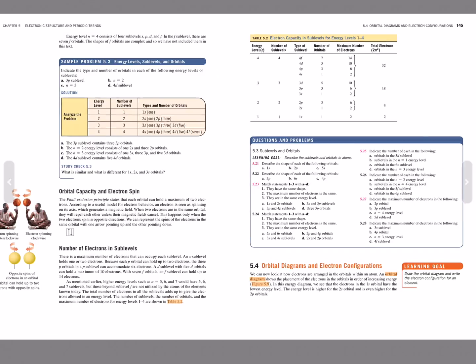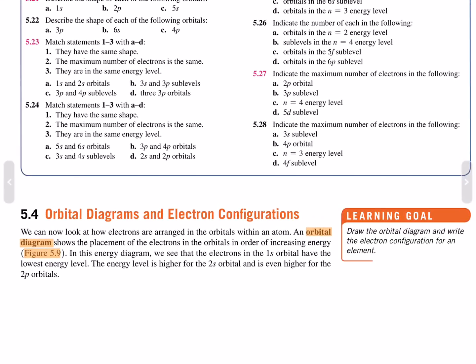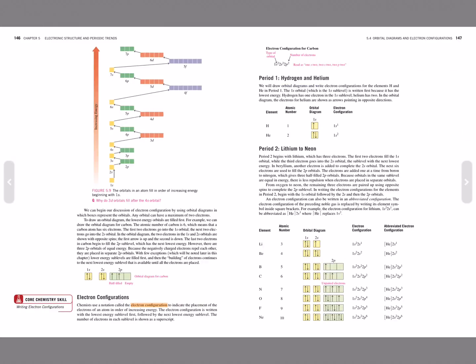Section 5.4 Orbital Diagrams and Electron Configurations. We can now look at how electrons are arranged in the orbitals within an atom. An orbital diagram shows the placement of electrons in the orbitals in order of increasing energy level. In the energy diagram, we see the electrons in the 1s orbital have the lowest energy level. The energy level is higher for the 2s orbital and even higher for the 2p orbitals.